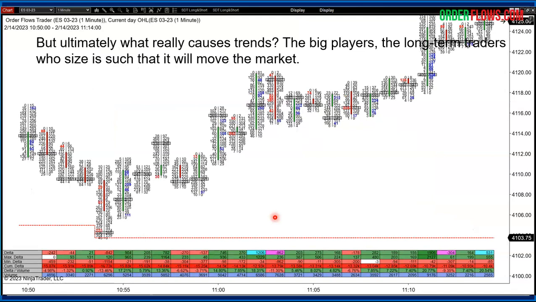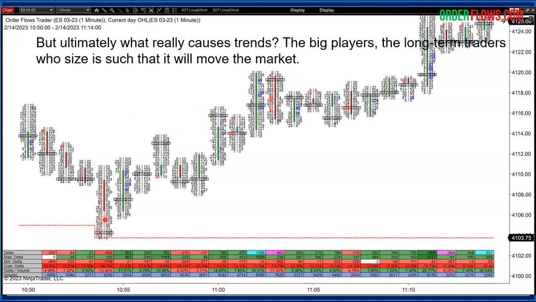So ultimately, what really causes trends is the big players, the long-term traders whose size is such that they will move the market. And when they start coming into the market, that's when you've got to start paying attention. So again, we are coming down in here into the low of the day, right? Now big traders are coming in. What's one of the signs of big traders? Heavier volume. Hit the low of the day, 6,000 contracts. Next bar, 5,000. A bar later, 5,000. A couple bars later, 5,000. A few bars later, 6,000, 7,000, as this market is starting to move up.